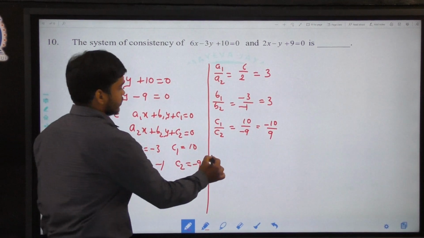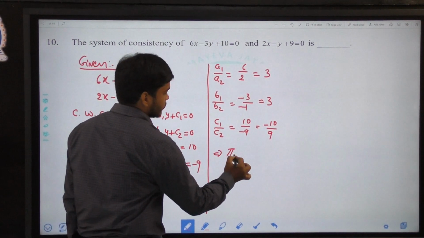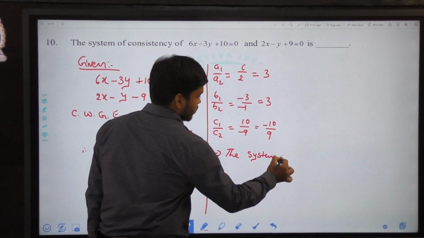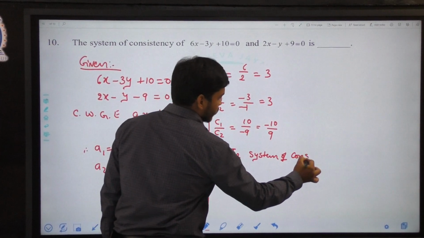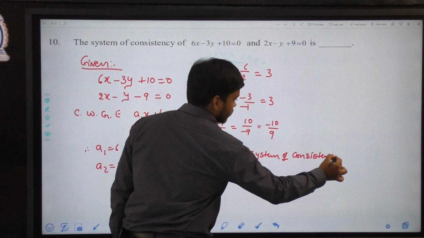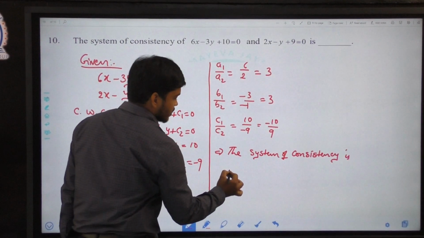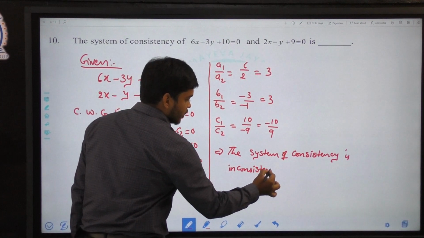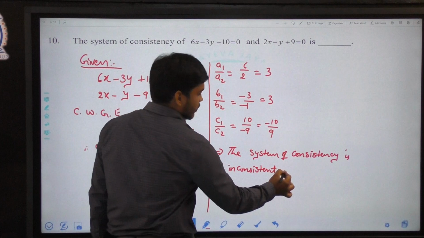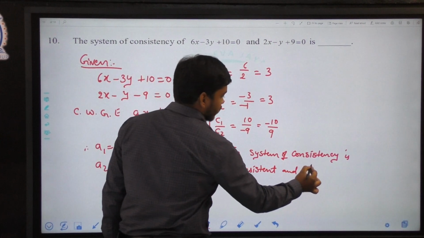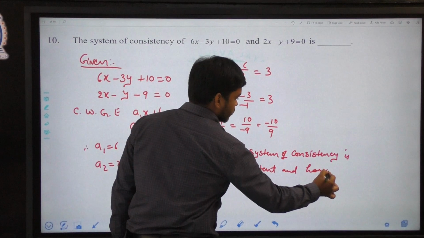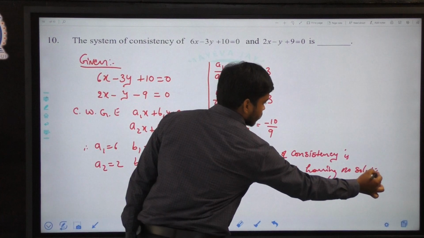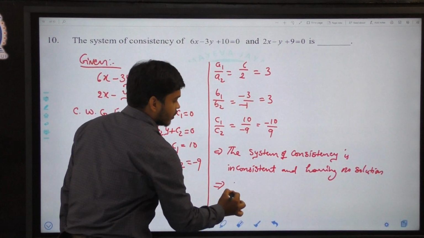So the system of consistency is inconsistent and has no solution. It means those two are parallel lines.